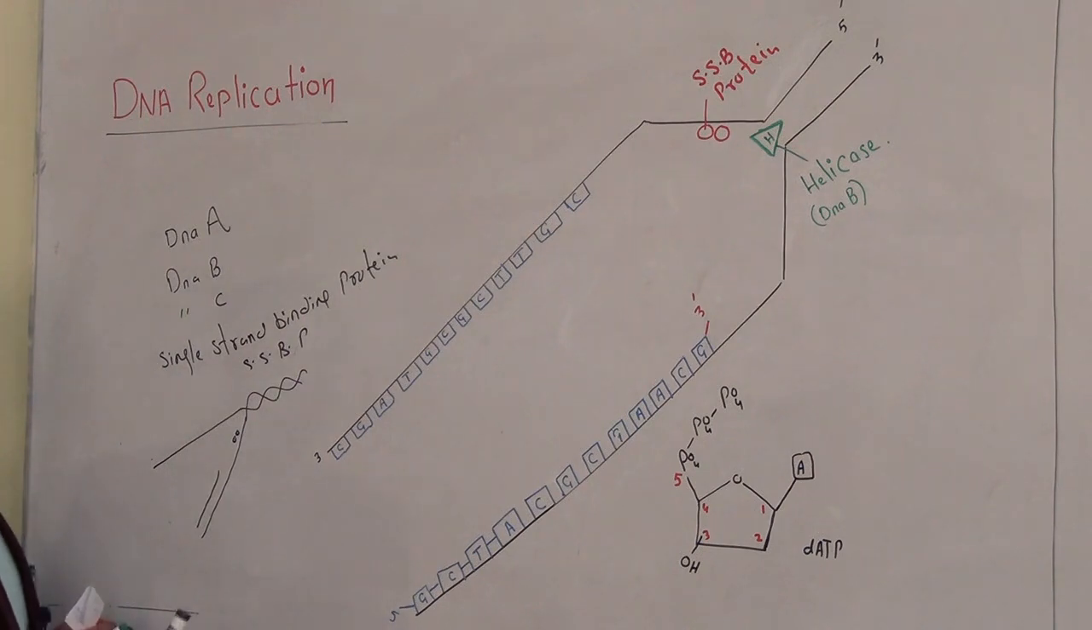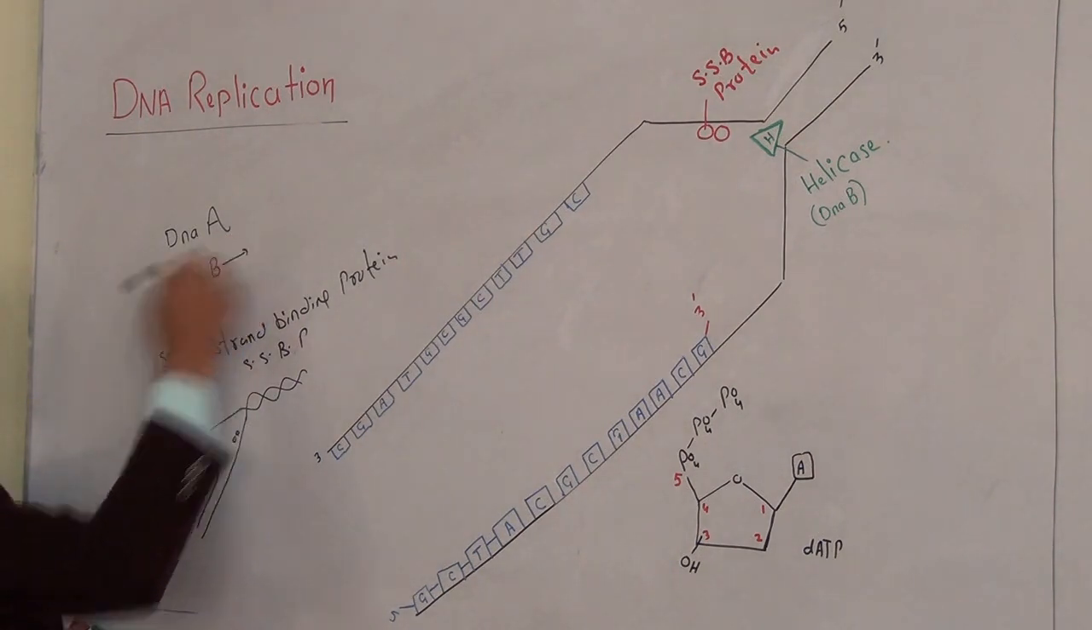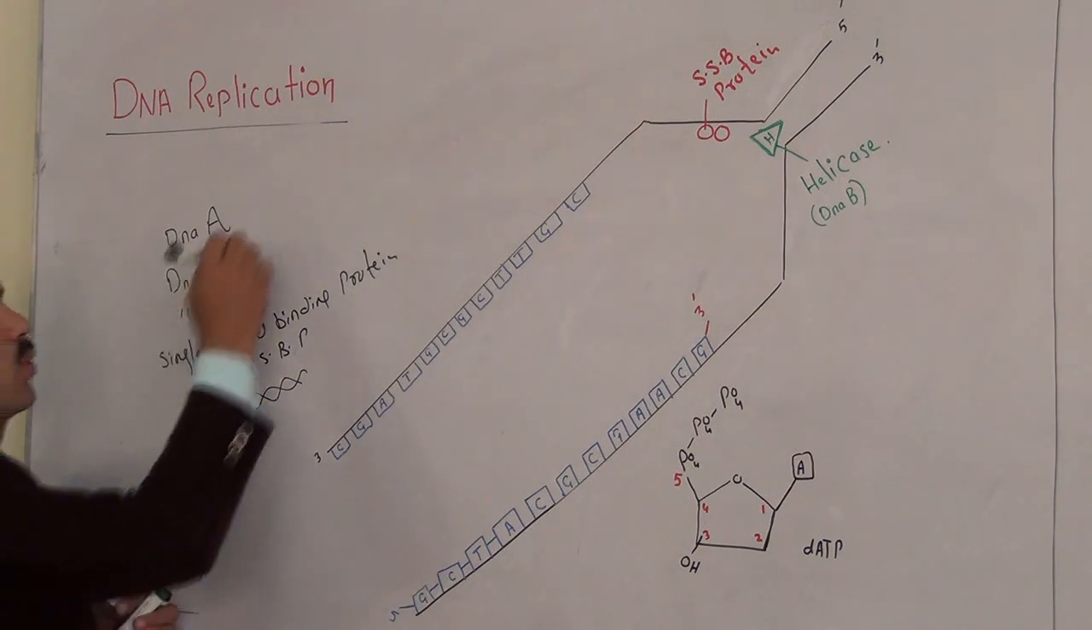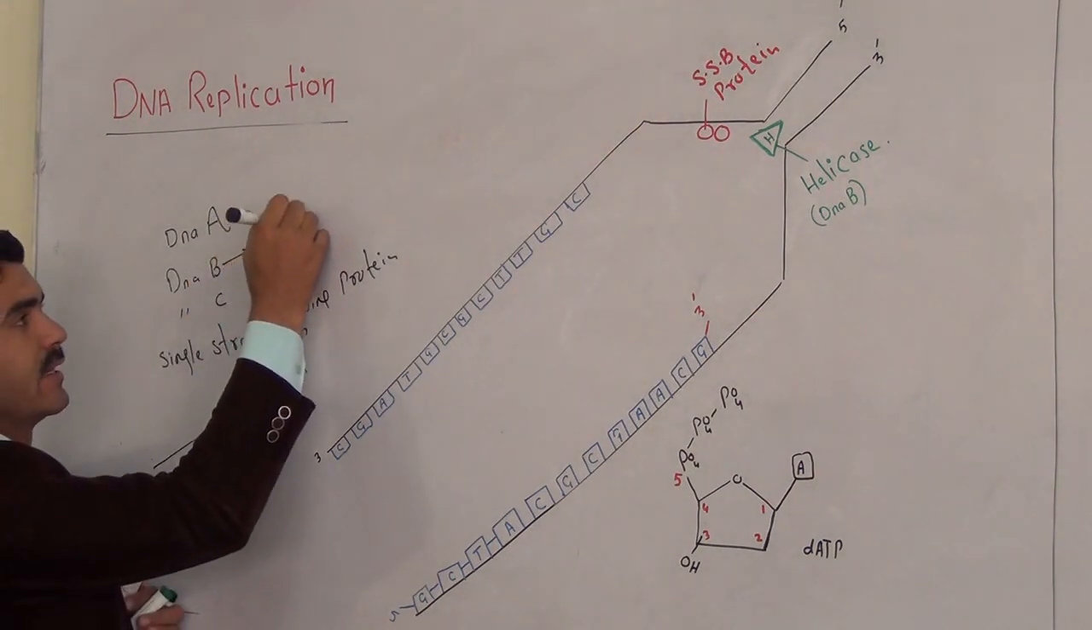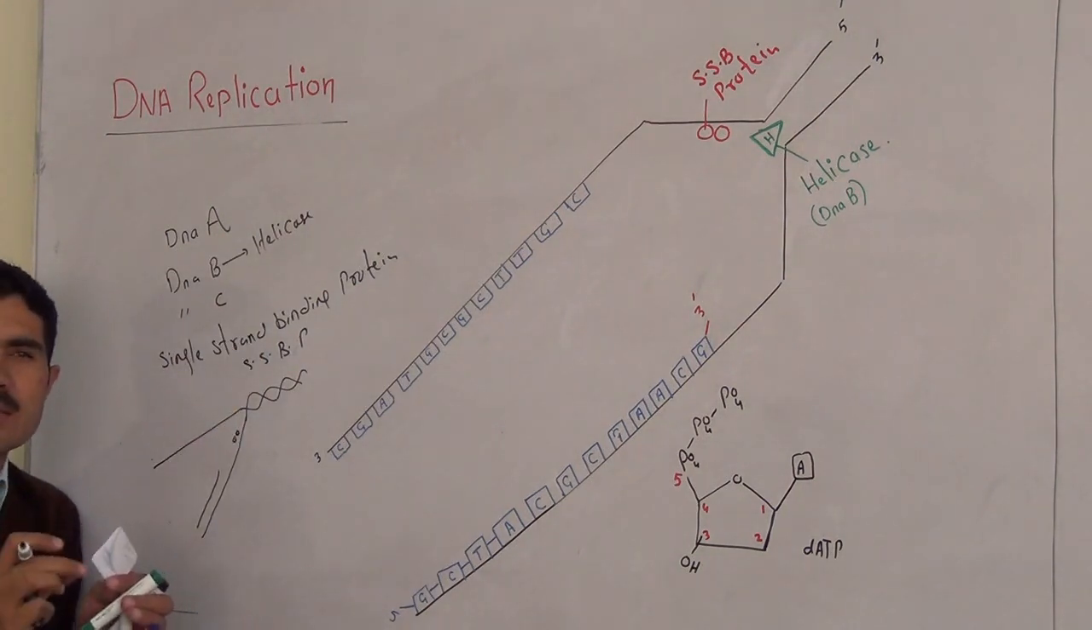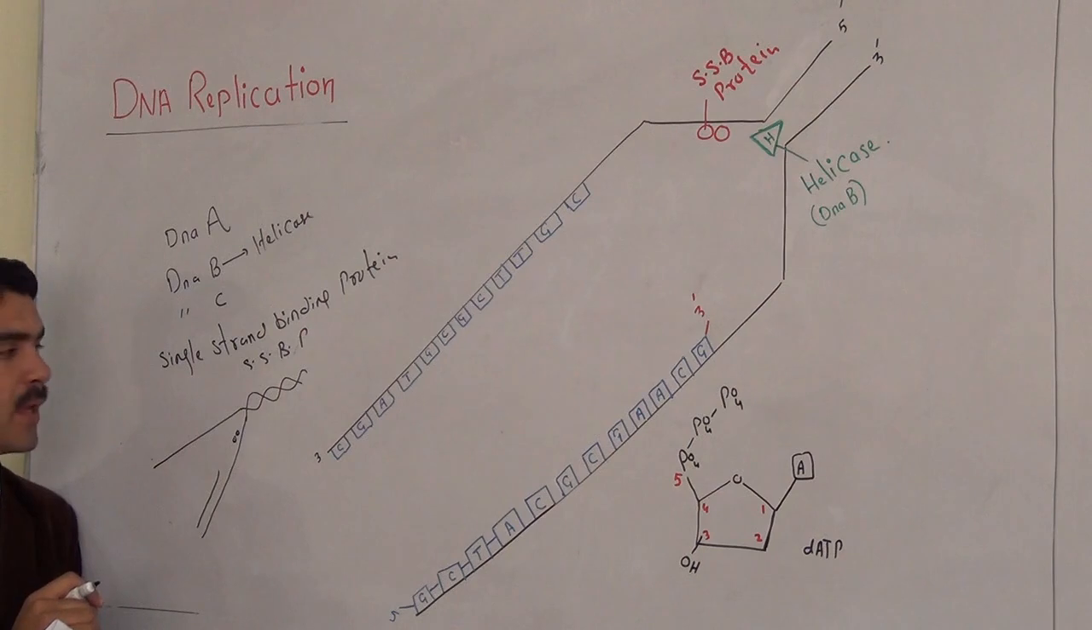Dear students, here is the DnaB. DnaB is a protein. It is also called the helicase enzyme. Its function is already discussed. It will unzip the DNA strand.